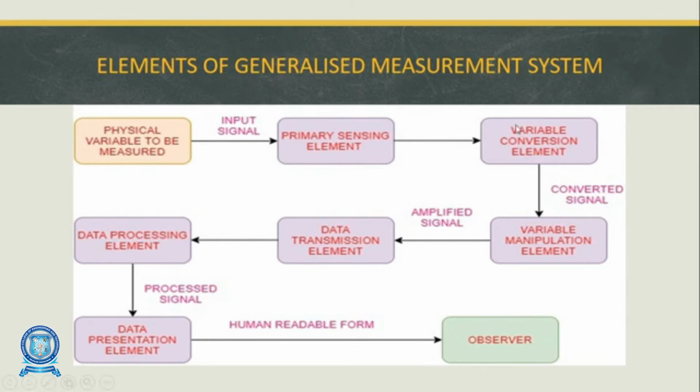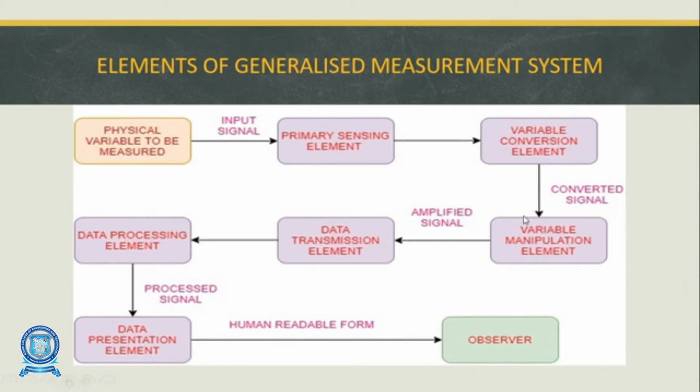Okay, then the second element is variable conversion element. Variable conversion element receives the output of the primary sensing element and it converts the variable to the required form.